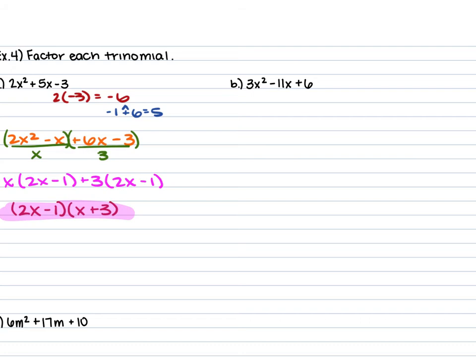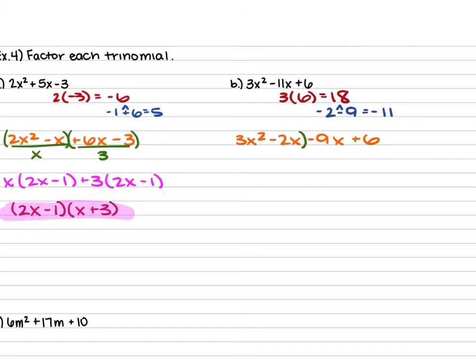For example B, we have 3x squared minus 11x plus 6. So we're going to do the 3 times 6. We get 18. Your factors of 18 that add up to be a negative 11 are 2 and 9. Both of these would have to be negative in order to give you that negative 11. So this is going to factor to be 3x squared minus 2x minus 9x plus 6.